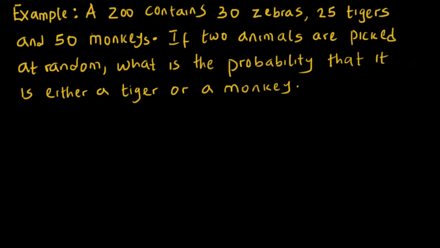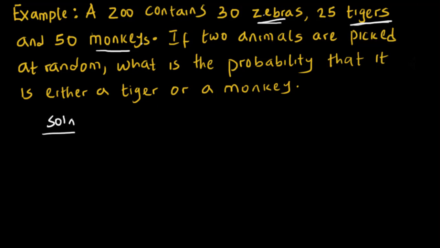So we have a zoo that contains 30 zebras, 25 tigers and 50 monkeys. If an animal is picked at random, what's the probability that it's either a tiger or a monkey? Now, if you look at this case, we're not given the probability of picking a zebra, neither the probability of picking a tiger, nor the probability of picking a monkey. Instead, we're told how many zebras, tigers and monkeys we have in the zoo. So the first thing we need to do is to find the probability of picking a zebra, a tiger, and a monkey. That is when we can now solve the question we are asked.